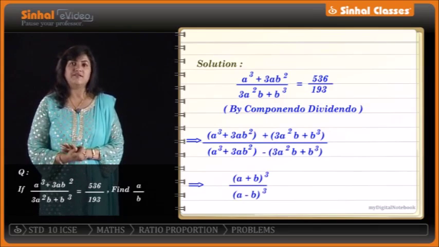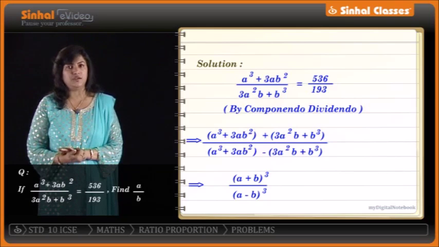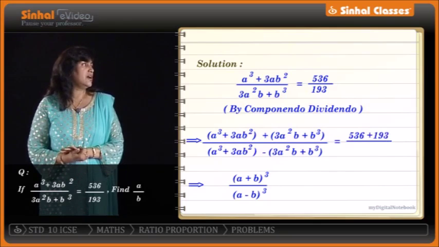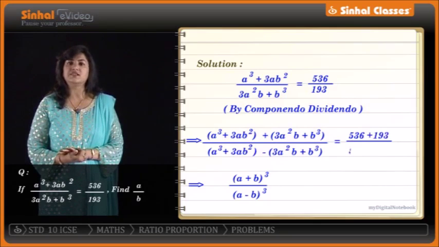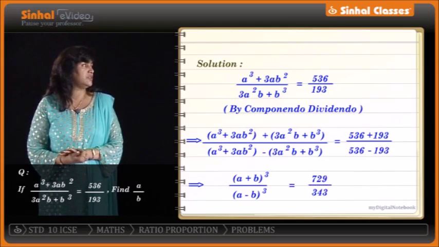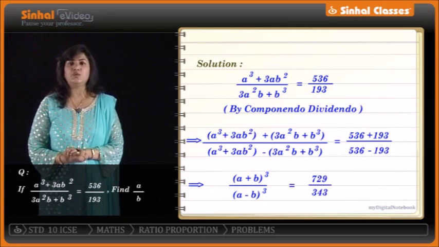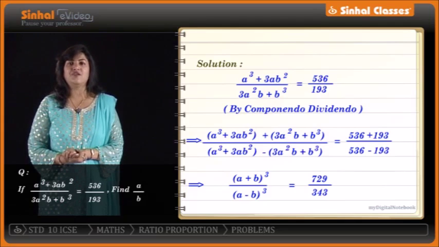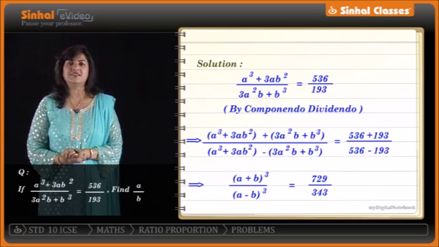Now on the right side, when we apply componendo dividendo, we get 536 plus 193 upon 536 minus 193. On simplifying, 729 upon 343. Now 729, it is the cube of which number? Of 9. And 343 is the cube of 7.